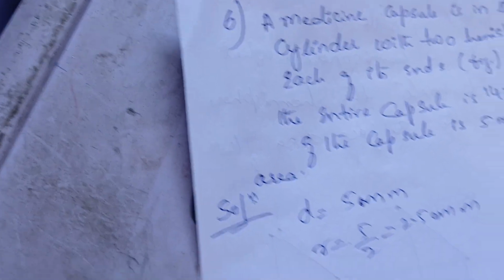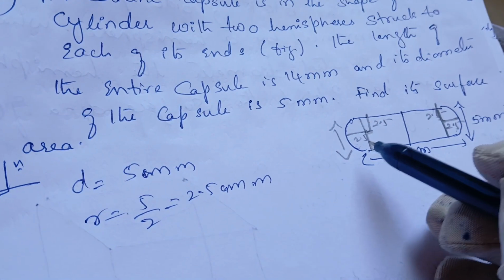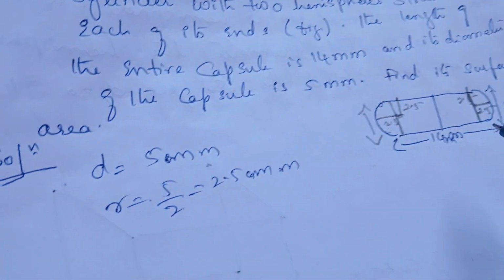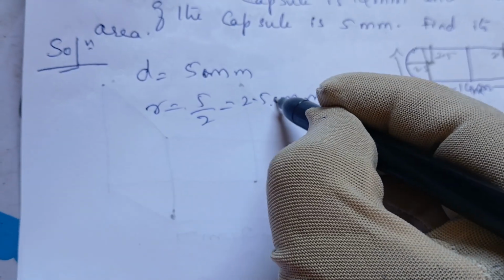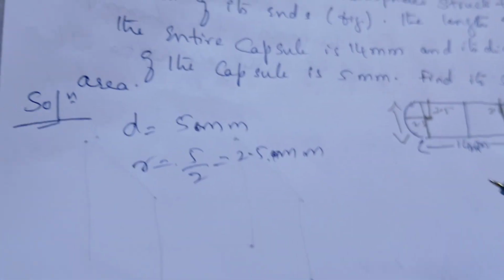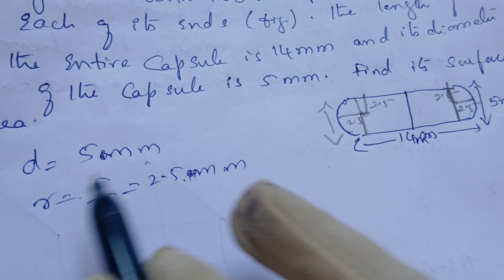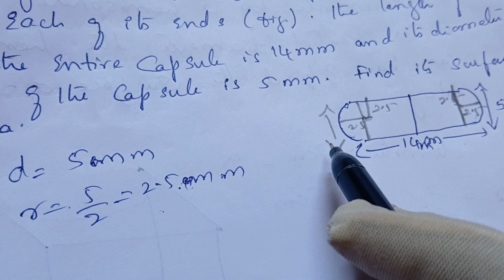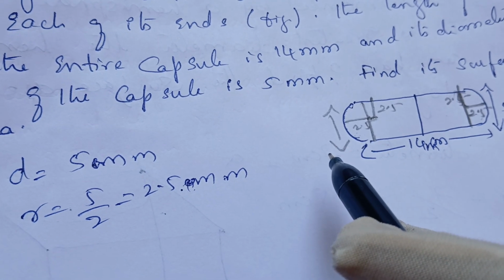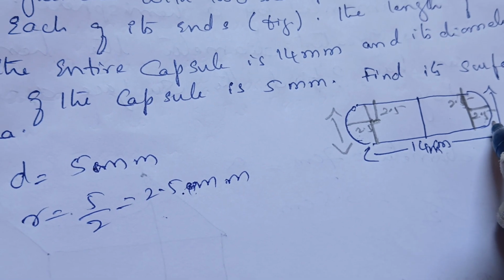2.5 mm. Again and again I am writing centimeters because in the problems we have solved before, they were in centimeters, so I am making the mistake. In the exam, be careful: check what measurement unit is given, cm or mm, and write the answer based on that only. So the radius of these two hemispheres is 2.5.